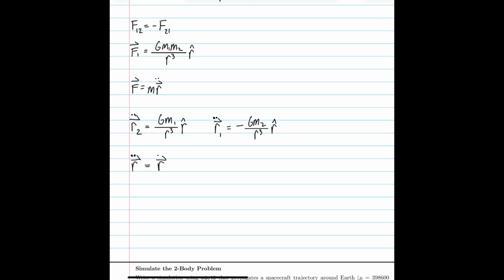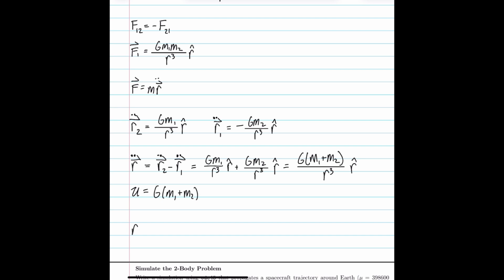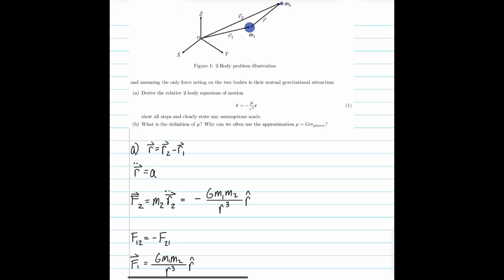Then we can use the relation that we defined above to relate these two to find what R double dot is. And that simplifies to this expression. And we can call mu equal to G times M1 plus M2. So that simplifies to exactly what they wanted us to derive.